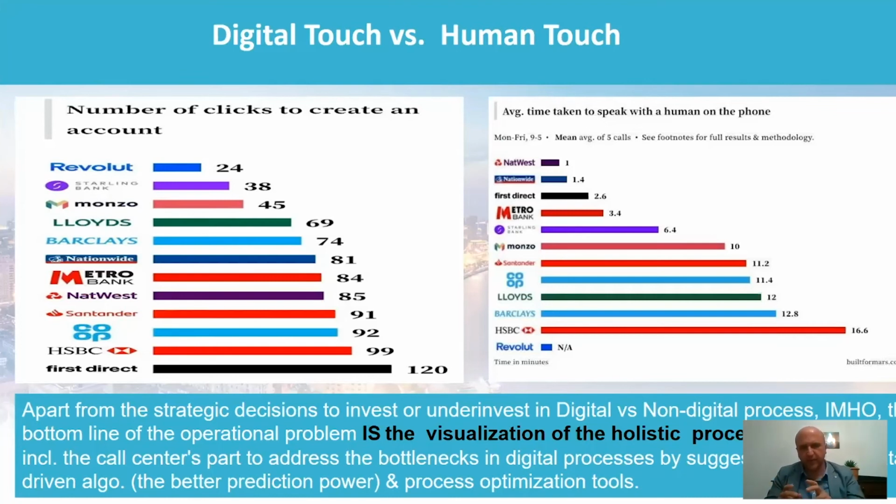But the same consulting firm, after some time, also conducted another assessment, about the average time taken to speak with a human on the phone. What we've seen here is that Revolut is at the end of the list. So the point of this slide is that we need to maintain, even in the fully digital environment, some balance between digital touch and human touch.